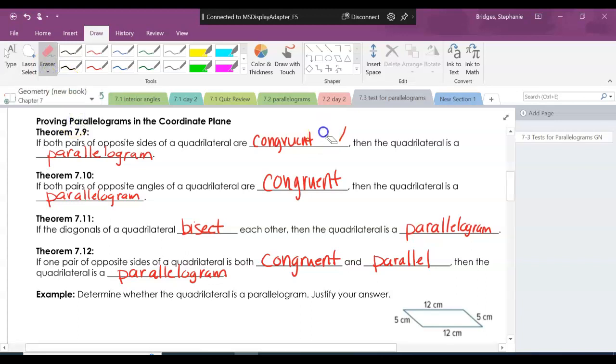Actually, this first one I forgot. It's just supposed to be congruent, not parallel. My bad. Change that first one to just congruent. I can't spell. There we go. Sorry about that. I wasn't thinking. So if we have both pairs of opposite sides marked congruent, then we can determine that that quadrilateral is a parallelogram.